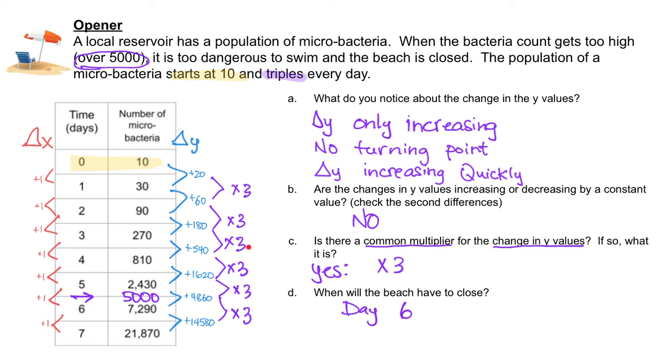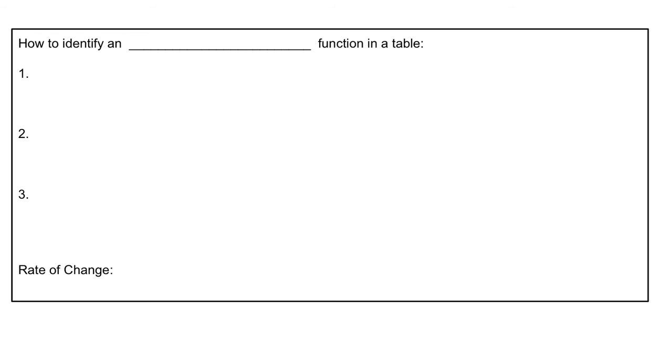And we have this constant multiplier. And when it's a factor or a multiplier, those are synonyms. We can use those together. We know that it is an exponential function. We're going to talk about those characteristics in the box below. How to identify an exponential function in a table.